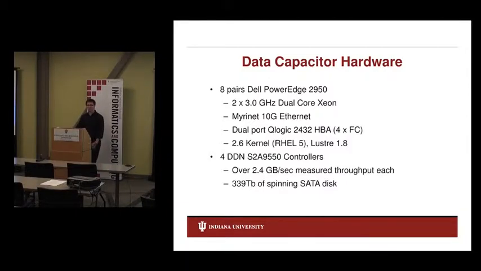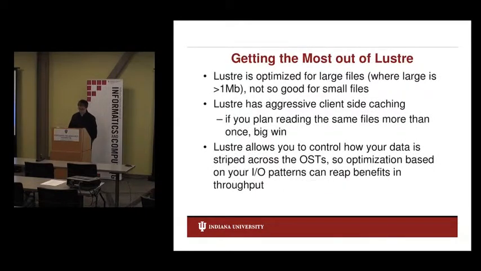Data Capacitor WAN is very similar. Fewer servers, less hardware, still very fast. Also connected over 10 gigabit Ethernet.